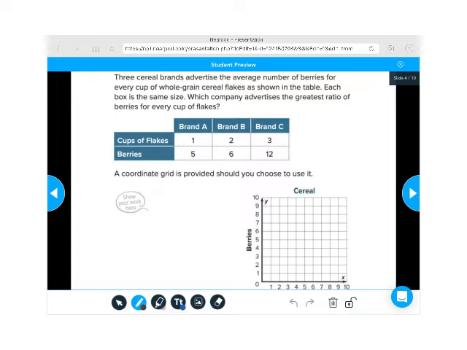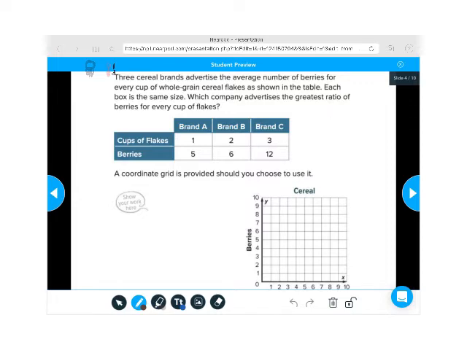In the first table, we have brand A. 1 cup of flakes is 5 berries. Brand B, we have 2 cups of flakes is 6 berries. I want to make that cups of flakes into a 1. If I would do that, I need to divide by 2. 6 divided by 2 is 3.